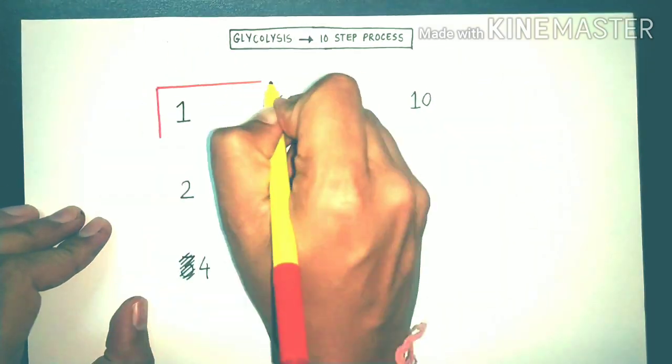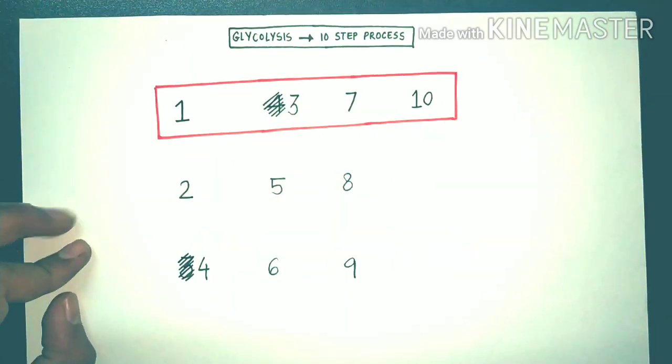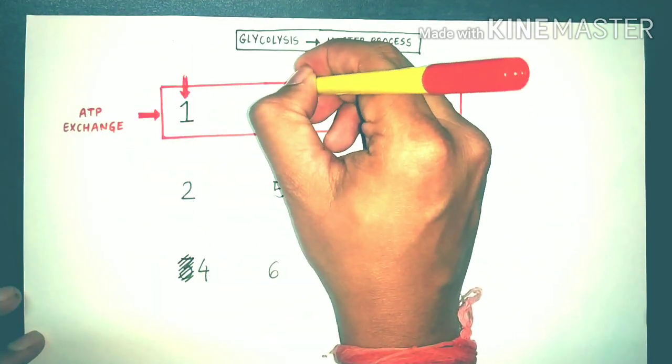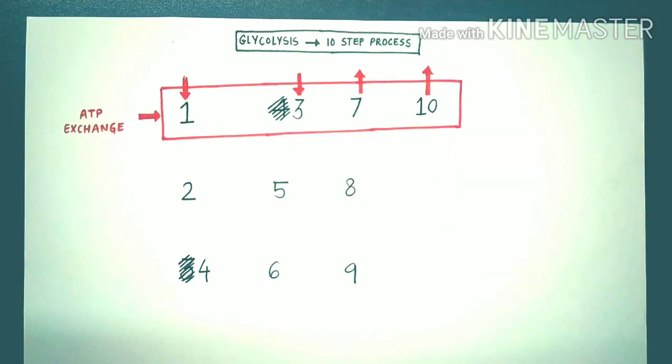Row 1, that is steps 1, 3, 7 and 10 are ATP exchange steps. In steps 1 and 3, ATP will be used, and in steps 7 and 10, ATP will be given out. In ATP exchange reactions, simple processes of phosphorylation and dephosphorylation occur. That is, in steps wherein ATP is used, a phosphate group is added to the compound, that is, it is phosphorylated, and in steps wherein ATP is given out, a phosphate group is removed from the compound. That is, it is dephosphorylated.